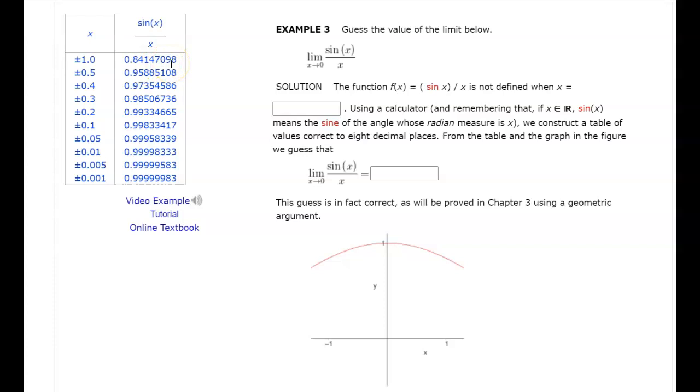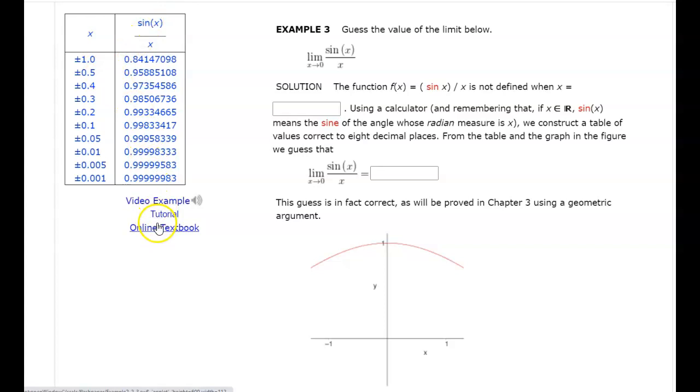0.84147098. So this is a very nice function, sine x over x, except for when x equals 0, and it's not defined there. But the reason it's not defined is that there's a hole in the graph. So there's a more interesting thing that's going on here. So we end up with a hole in the graph. This is one of the typical functions they use to describe some things that are strange when we're working with limits. So if we construct the table, there it is.